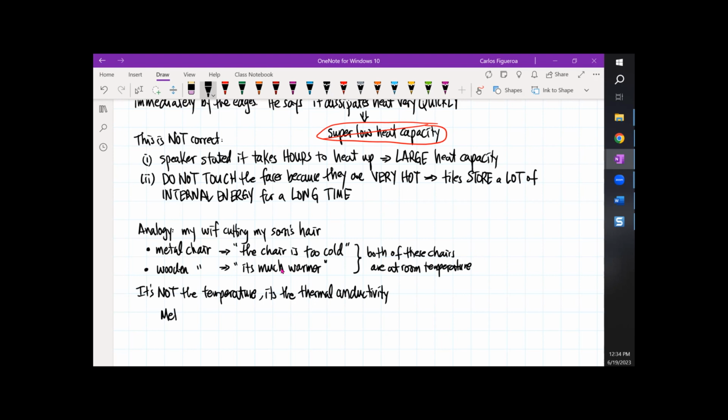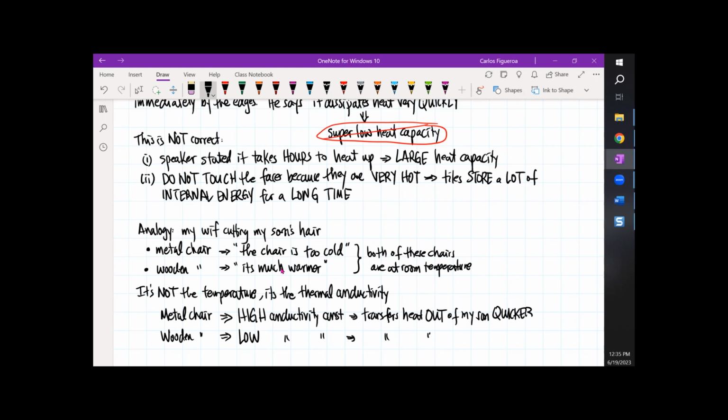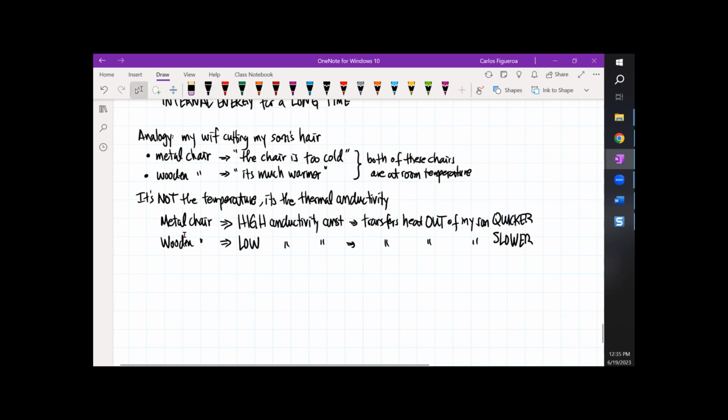So if you had a metal chair, what you'll find here is that it has a high conductivity constant, thermal conductivity constant. So what it does here is it transfers heat out of my son quicker. Whereas if you had the wooden chair, it has a low conductivity constant, and so it transfers heat out of my son much slower. So he thinks that it's warmer, but they're the same temperature.